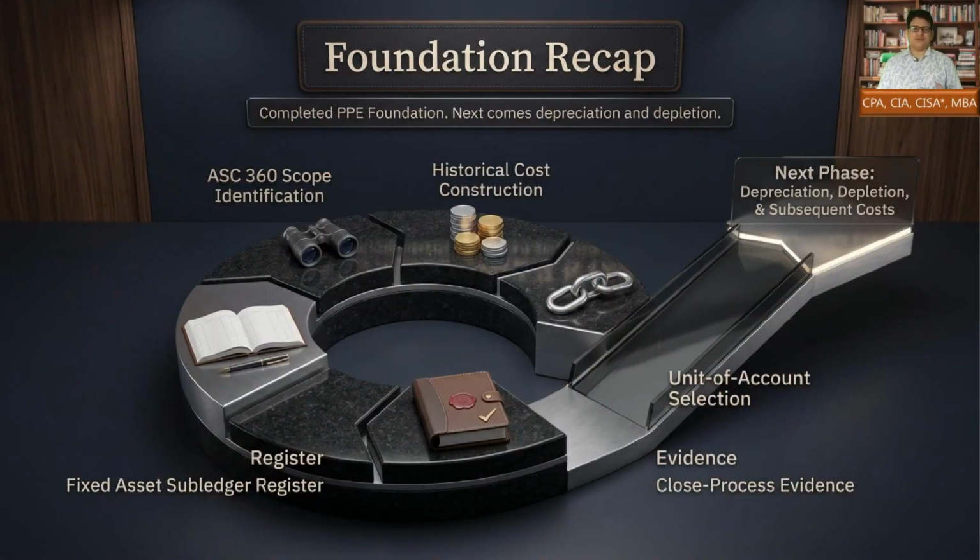Remember the sequence: confirm scope, build historical cost, choose the unit of account, gather evidence, and post only after the capitalization conclusion is properly supported. In the next video, we will take this approved cost base and allocate it through depreciation, depletion, and subsequent expenditure accounting. Thank you for studying with me.